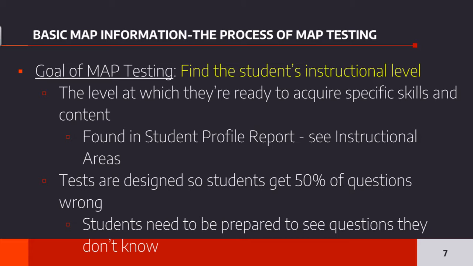Also remember that during MAP testing, the tests are designed so students get 50% of the questions wrong. The test does not want them to get it all right. It needs to find the upper level of students' instructional ability. So students need to be prepared for this when they take a MAP test. They need to know ahead of time they're going to see questions they may not have seen before. They need to do their best to answer them and then move on to the next question.